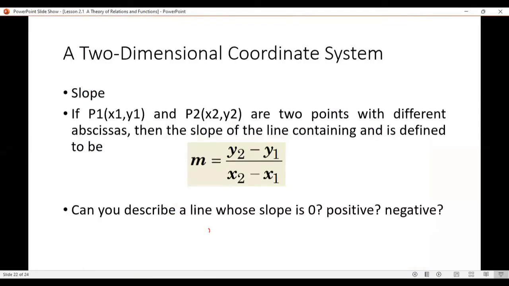Okay, next, yung tinatawag naman natin slope. If P sub 1 or point 1, which is x sub 1, y sub 1, and point 2, x sub 2, comma, y sub 2 are 2 points with different abscissas, then the slope of the line containing them is defined, and the character na gagamit natin for slope is m. So, small m. Then, the formula is the ratio of y sub 2 minus y sub 1 over x sub 2 minus x sub 1.